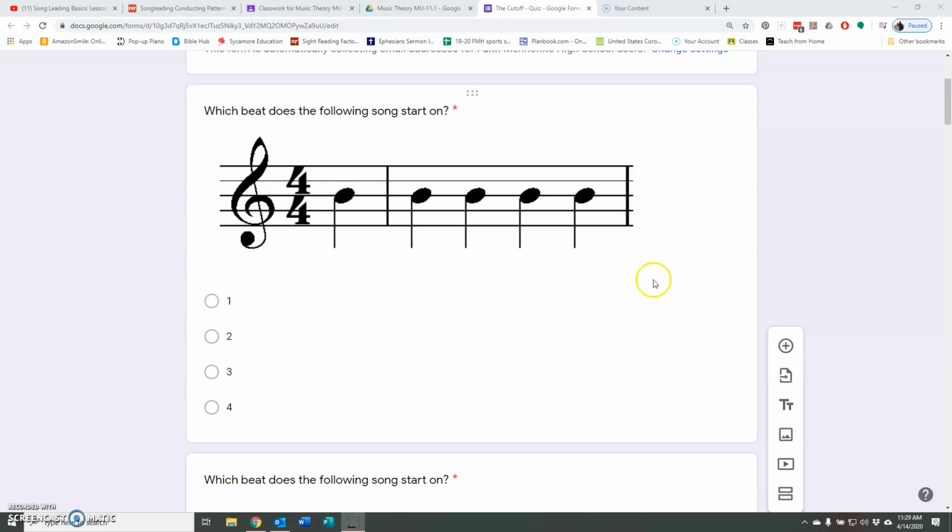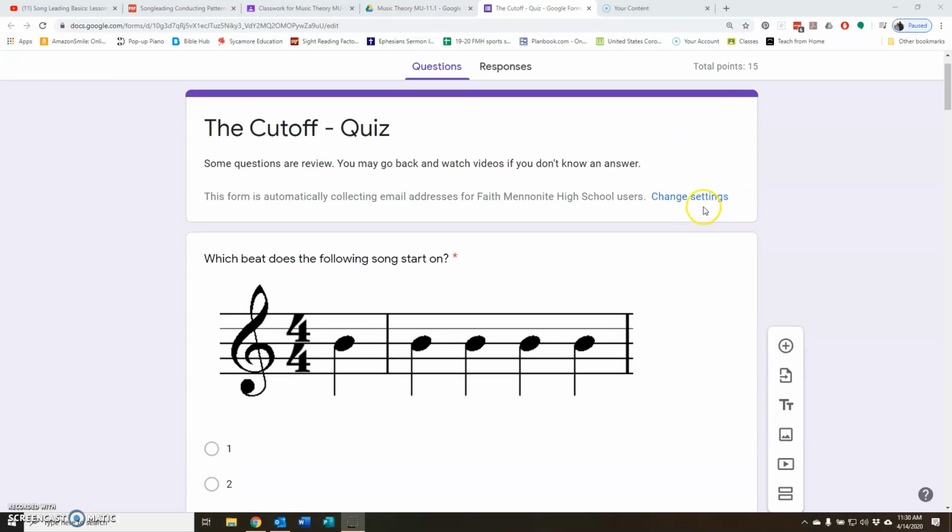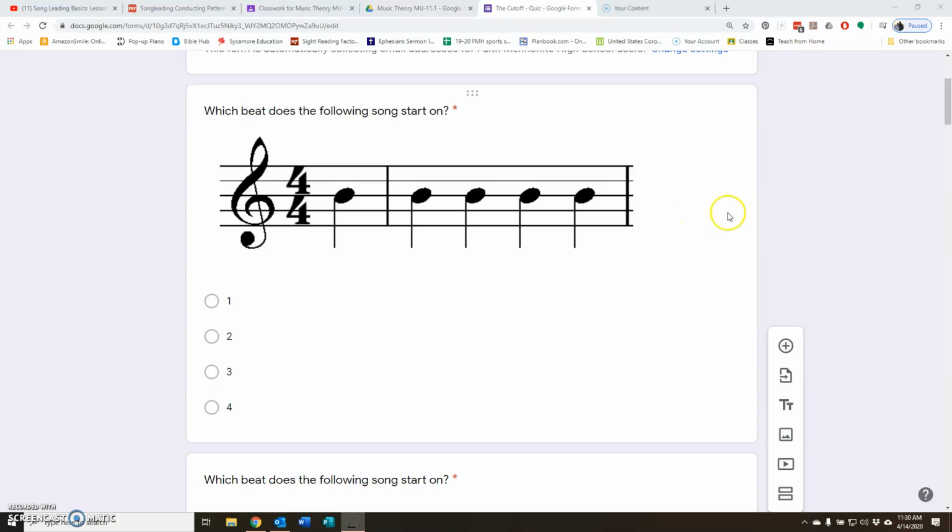Good morning, class. A number of you are still having trouble figuring out which beat a song starts on. So I'm going to go through today's quiz and explain the examples.